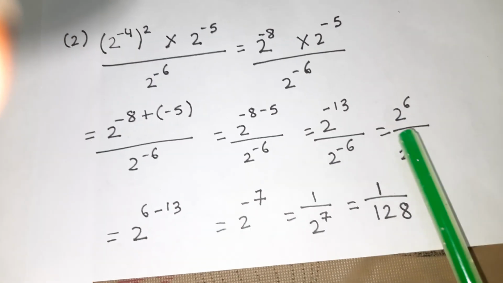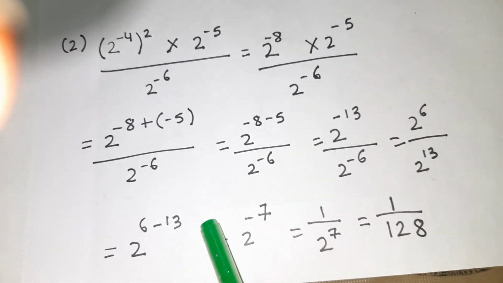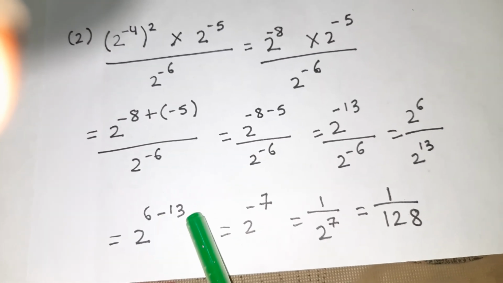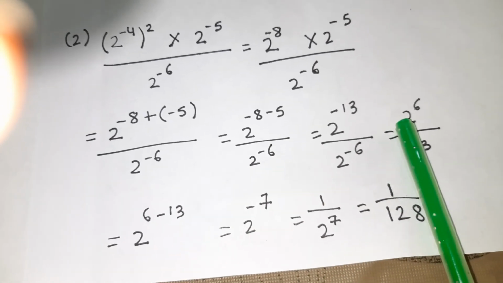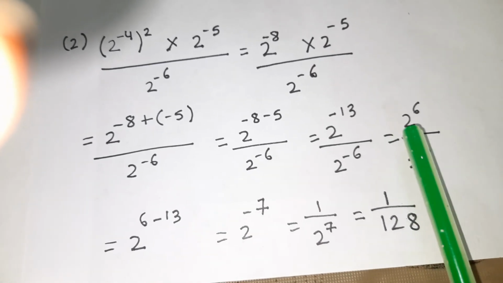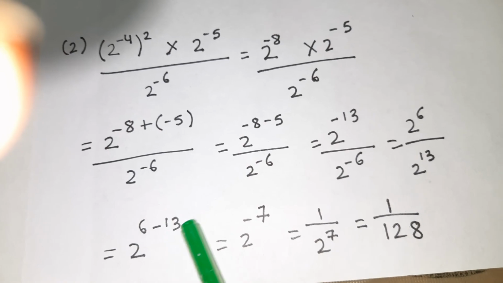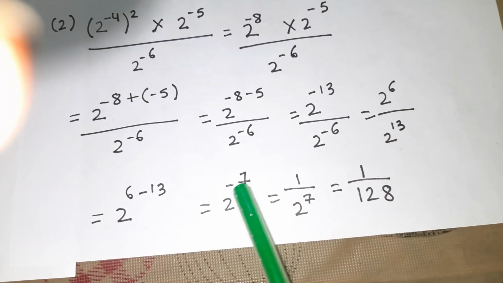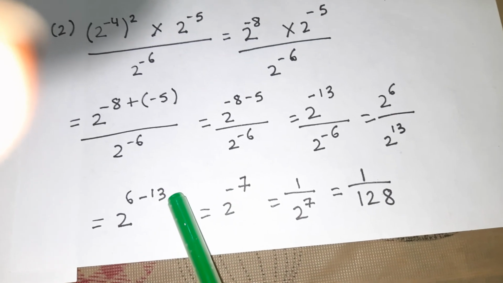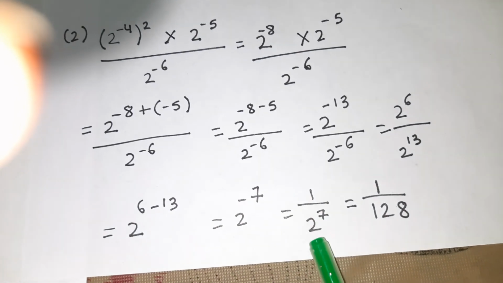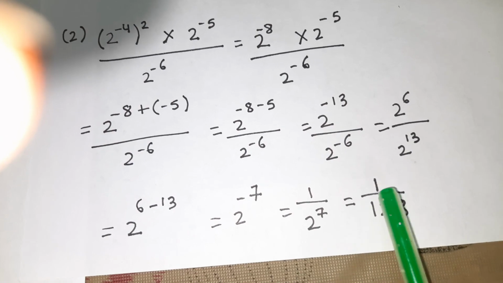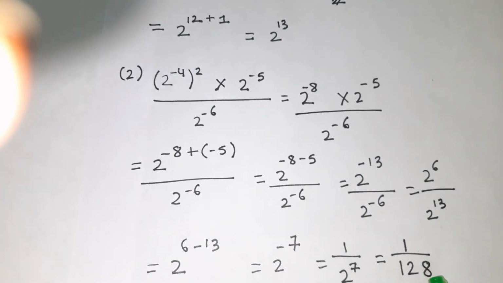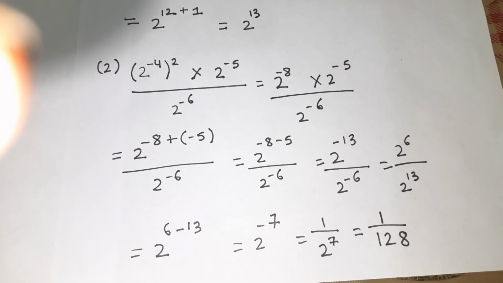Clear? So see again what will you do? Just subtract, 2 raised to the power 6 minus 13. Both the bases over here are the same, so you have to subtract. So 2 raised to the power minus 7 it will become, minus sign is there. So 1 upon 2 raised to the power 7, means 1 upon 128. Is it clear? Okay. Practice more.